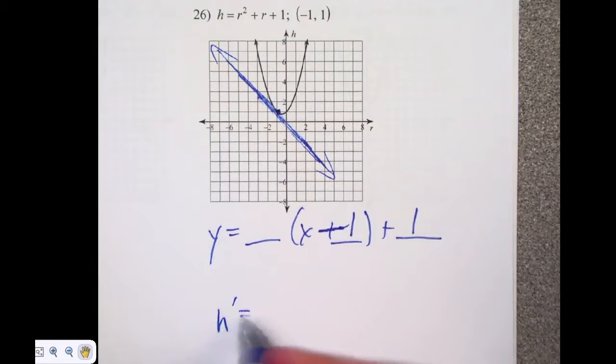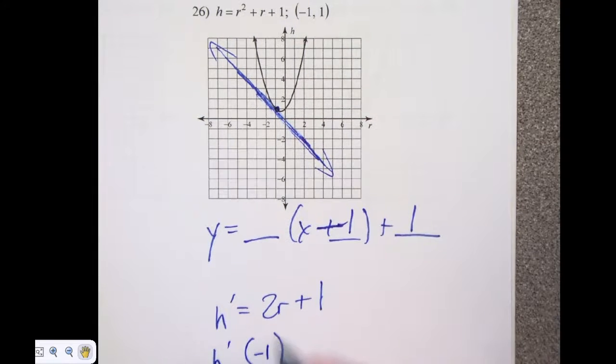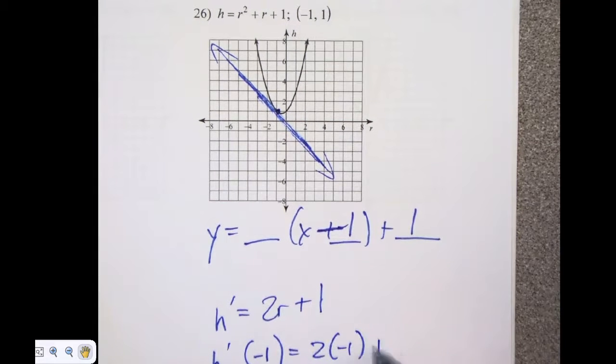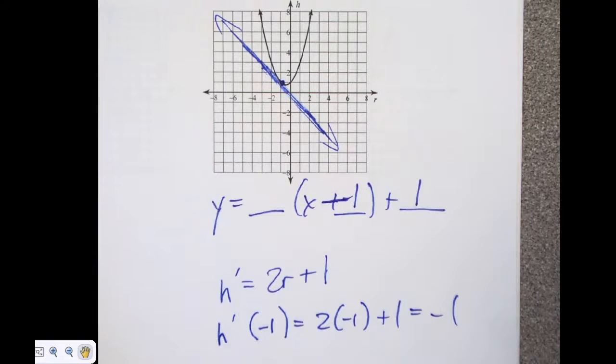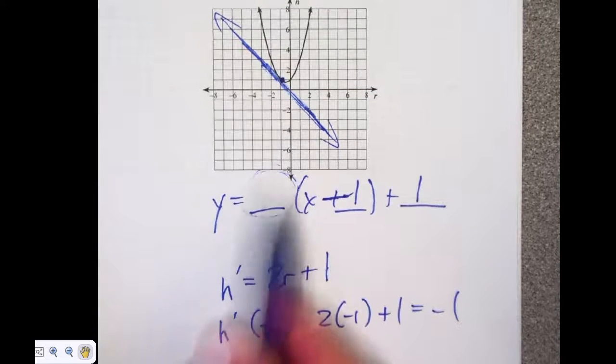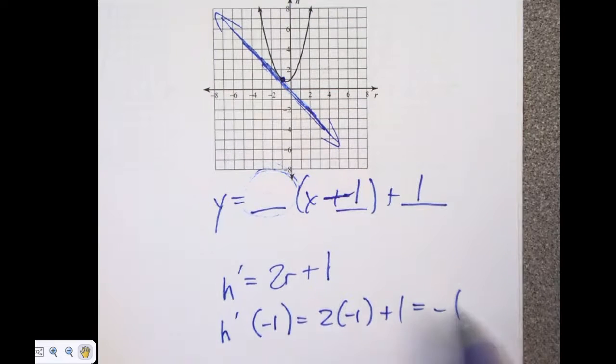Then I'm going to take my derivative, so h prime equals 2r plus what? What's the derivative of r? 1, right? Because that's like 1r, and then the 1 drops. So h prime of negative 1 equals 2 times negative 1 plus 1, which will equal negative 1. So that's my slope. And again, what goes in the slope spot has to be a number. You're not putting the derivative with variables in that spot. You're finding the slope and putting a number in that spot. That negative 1 goes here.